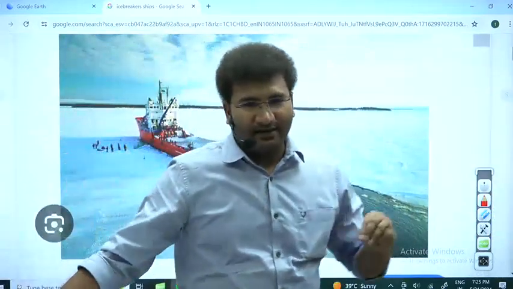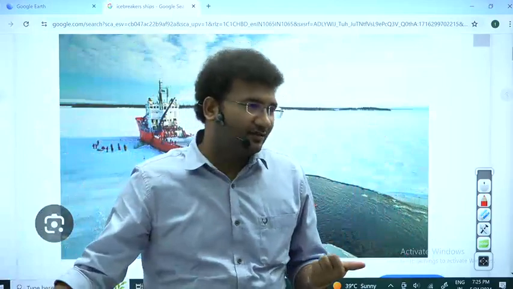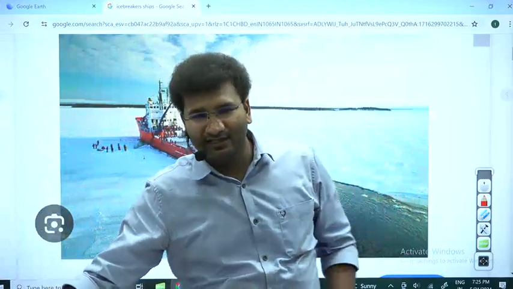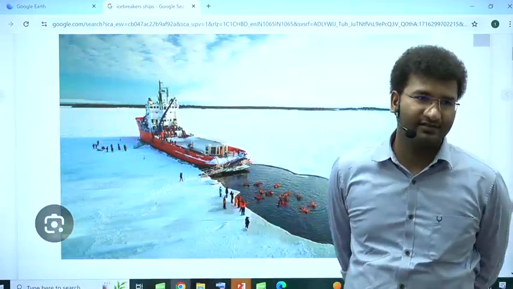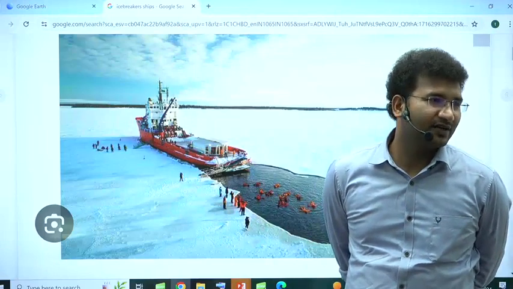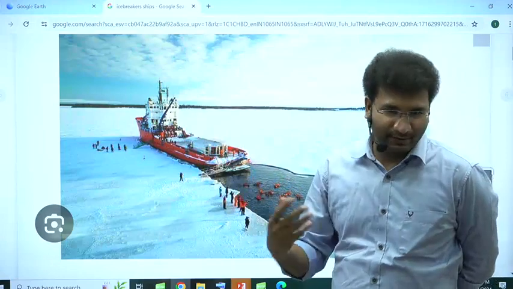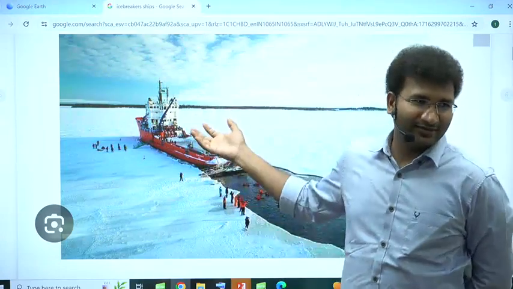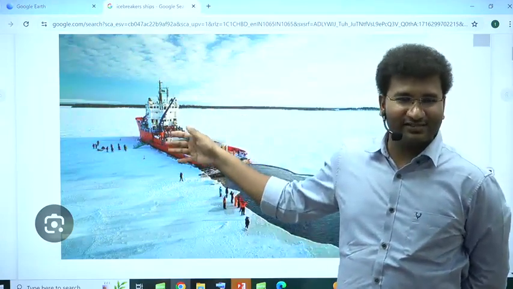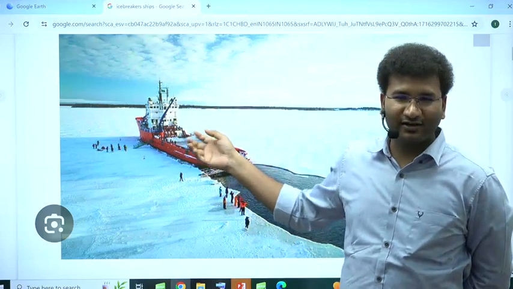Now India is having a research station in the North Pole or in the South Pole. Don't you think that India needs to have a ship like this to do some research? So we take the help of Russia. Russia has given one of the ships to India. Of course, we paid for it. It was not free. Now it cuts through the ice, and using these icebreakers we do research.